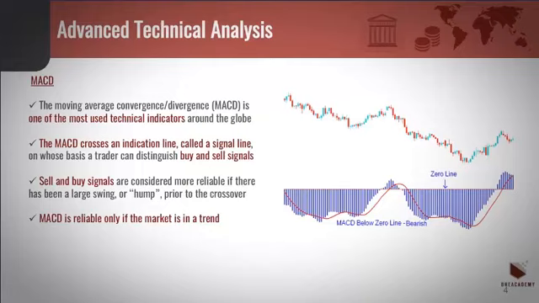Sell and buy signals are considered more reliable if there has been a large swing or hump prior to the crossover. MACD is reliable only if the market is in a trend. When the MACD crosses its signal line from below, this is considered a buy signal. If the MACD crosses the signal line from above, this is considered to be a sell signal.